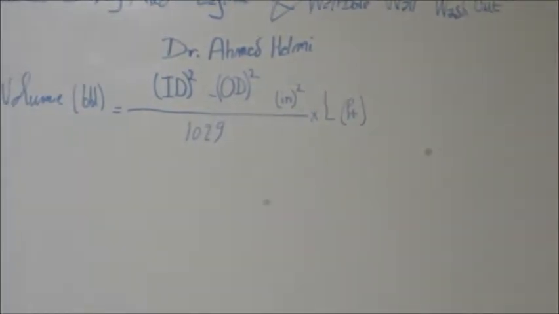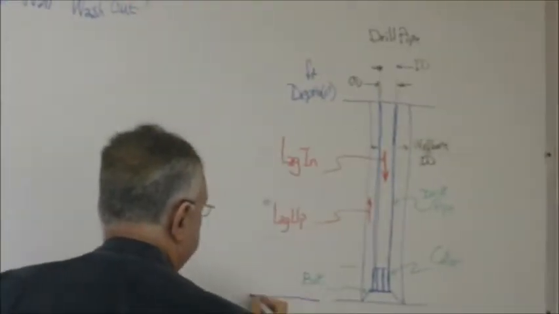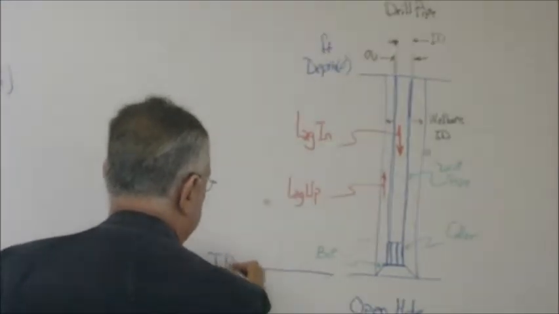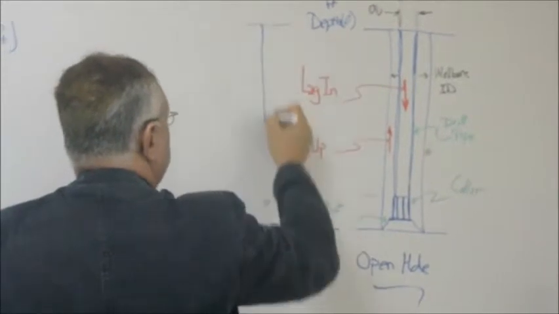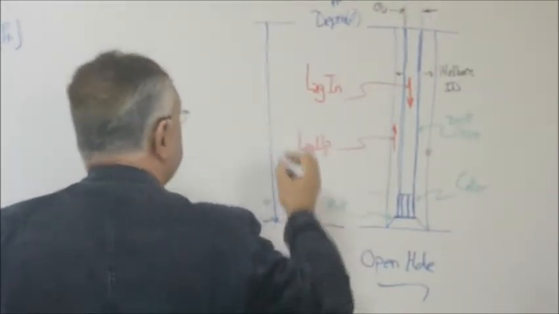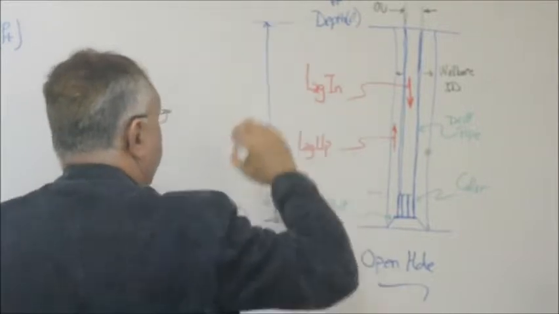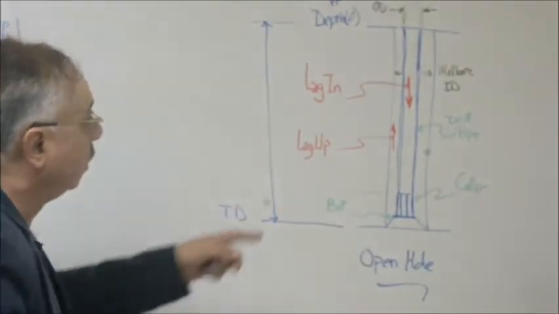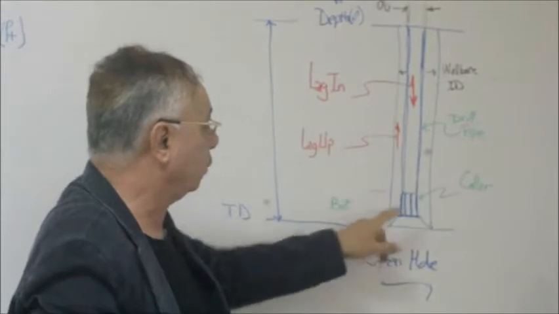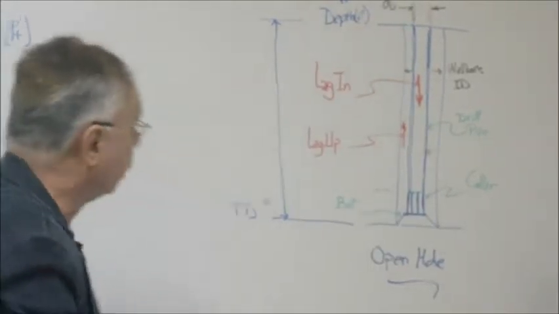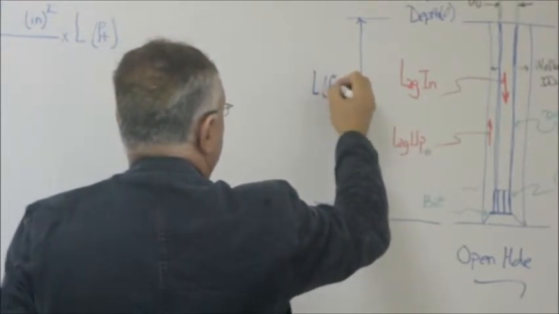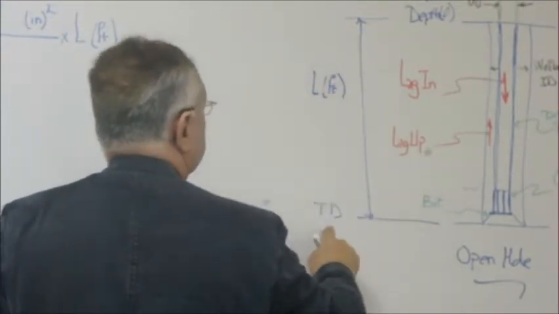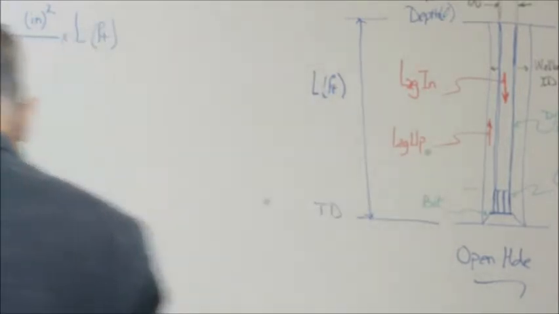Okay, what's L? L is the distance. Say this is the total depth, TD. So L will be the total distance that the mud will travel from the surface to the bit or from the bit to the surface. So this is L in feet, which is the total depth.